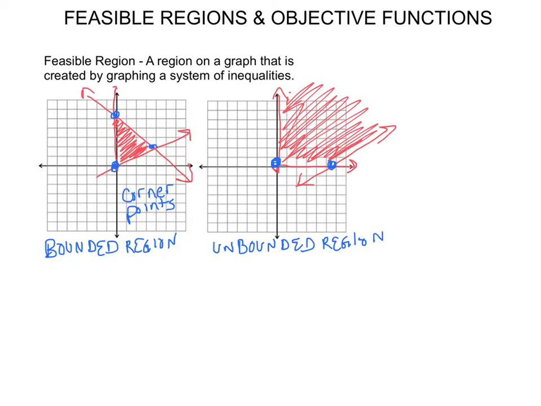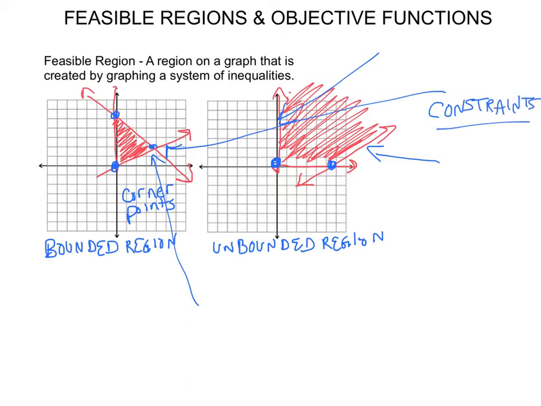Now, one more thing that it's important to mention: these inequalities that are bounding our regions, there's a whole bunch of them in these particular problems, and these are all called constraints. So we have our constraints, we have our corner points, and we have either a bounded region or an unbounded region.